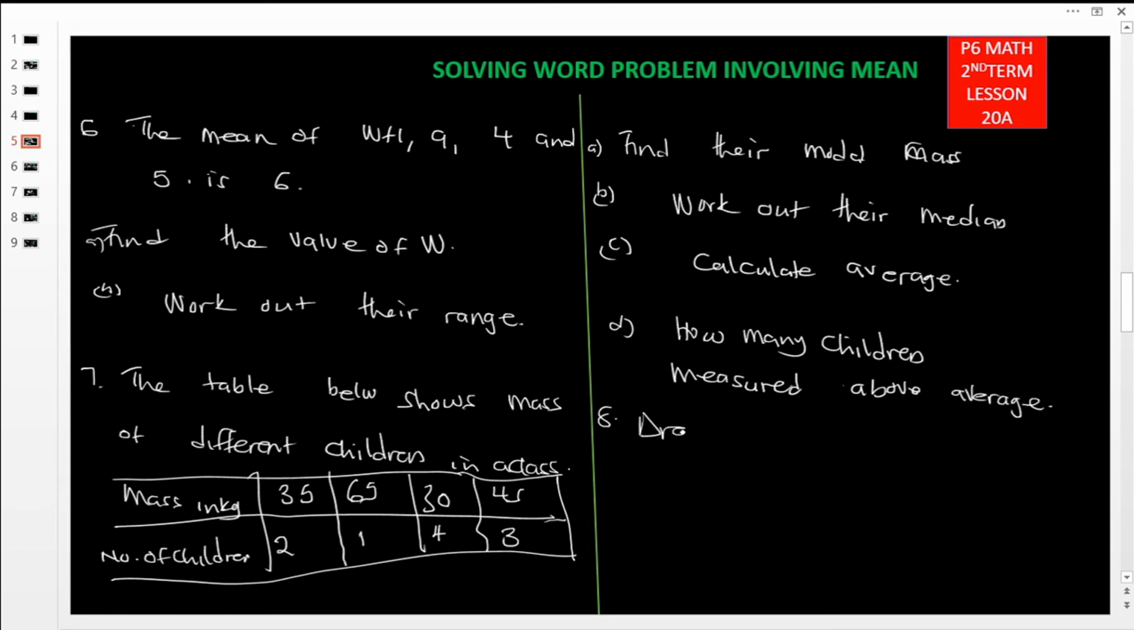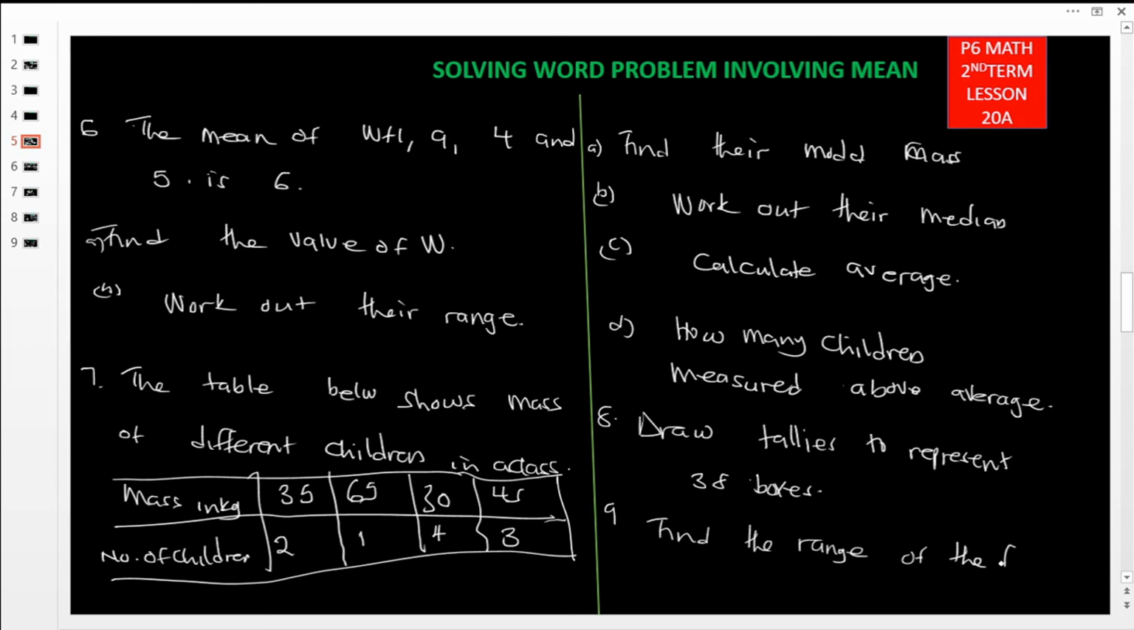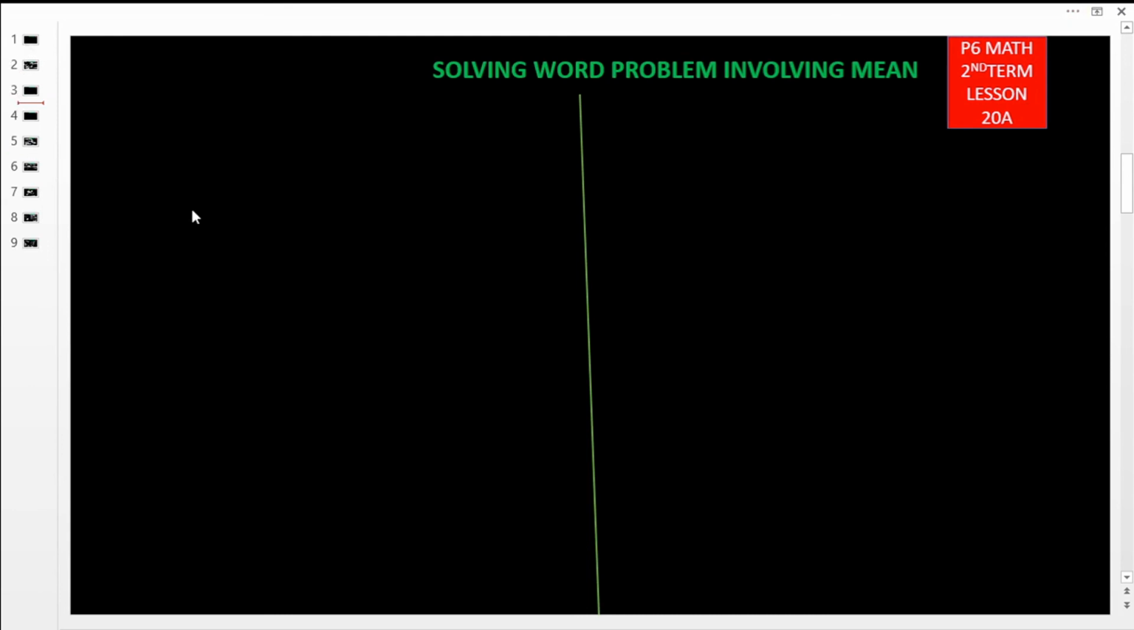Number 8 is telling us to draw tallies to represent 38 boxes. Number 9, find the range of the following values. This is 6, negative 1, then 4, 0, negative 3. Okay, let us get number 11. Number 11 is saying find the mean of 3w, 7w and 1.